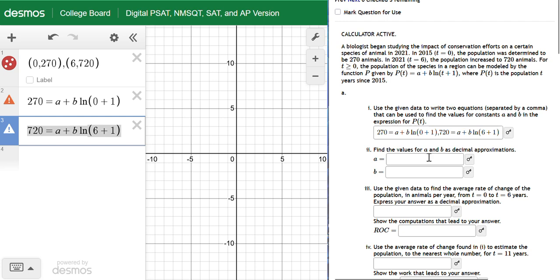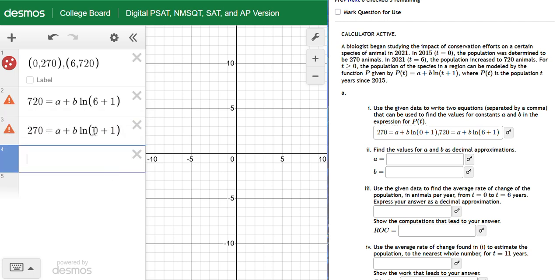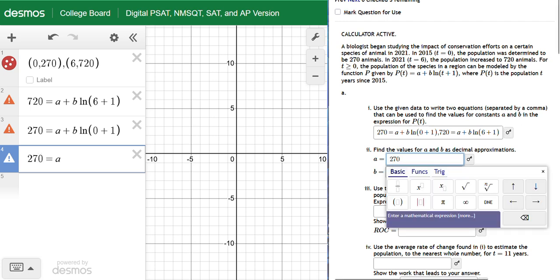In order to actually solve these, I'm going to go back to this first example right here. I'll just move this down, and I'll solve for this. Since I know that 270 is equal to a plus b times the ln of, well, 0 plus 1 is 1, and the natural log of 1 has to have a value of 0. So I can replace this with 0, and 0 times b is a value of 0, and so all of that allows us to find that the value of a is 270.